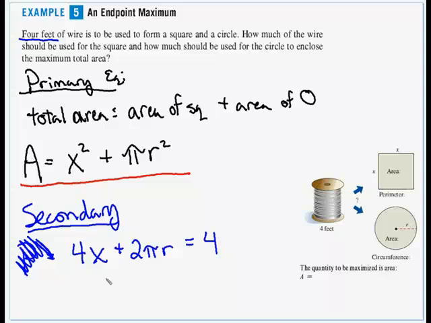And again, what this secondary equation is used for, we're going to solve this for a variable to plug it back into the primary equation. If we look at the primary equation, there's only 2 variables. There's an x and there's an r. So if we take this equation and solve for r, we can plug it back in here for this r and square it, and we'll have our primary equation in a single variable. So let's take that secondary equation and solve it for r. I'll rewrite it here: 4x plus 2 pi r equals 4. And again, we're going to solve for r.